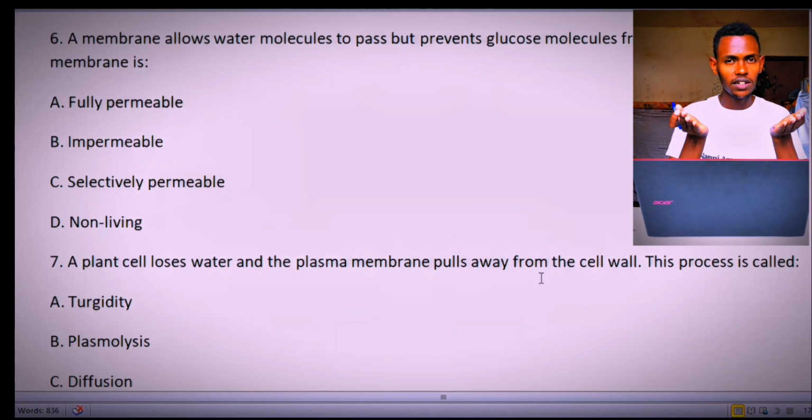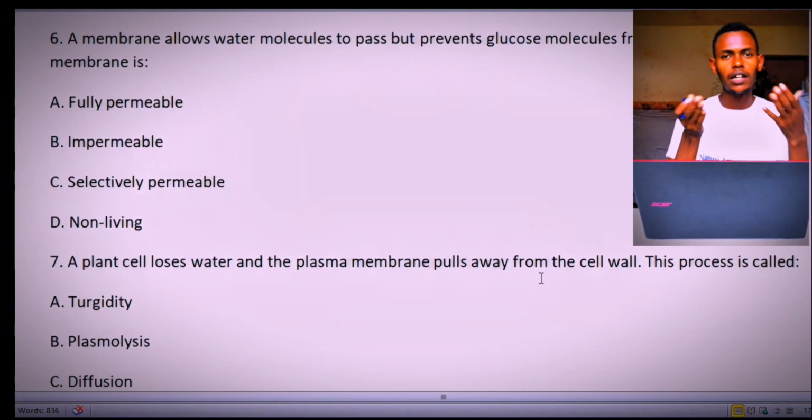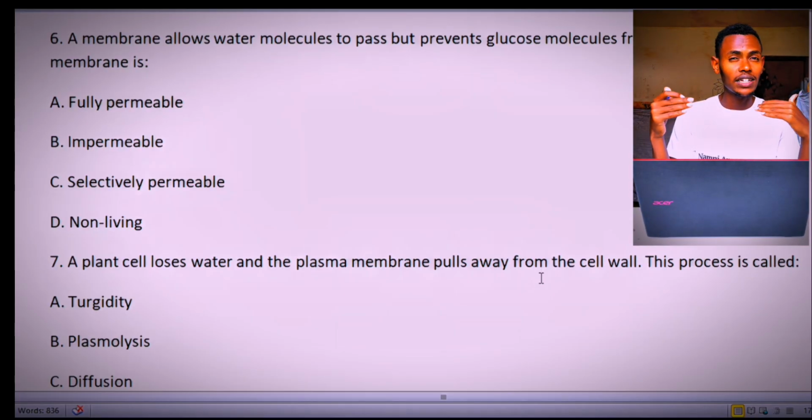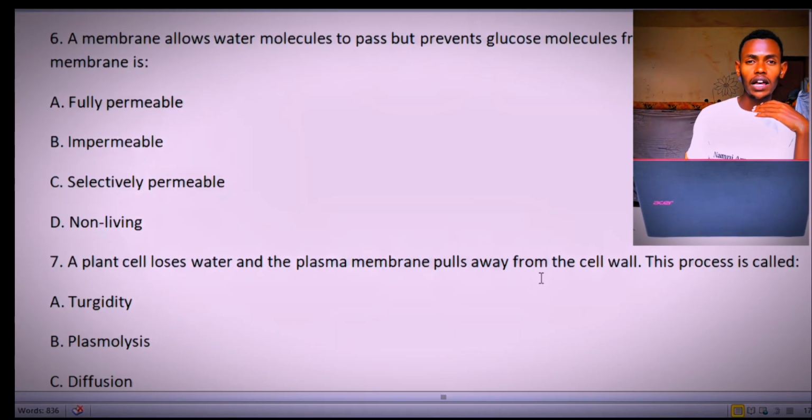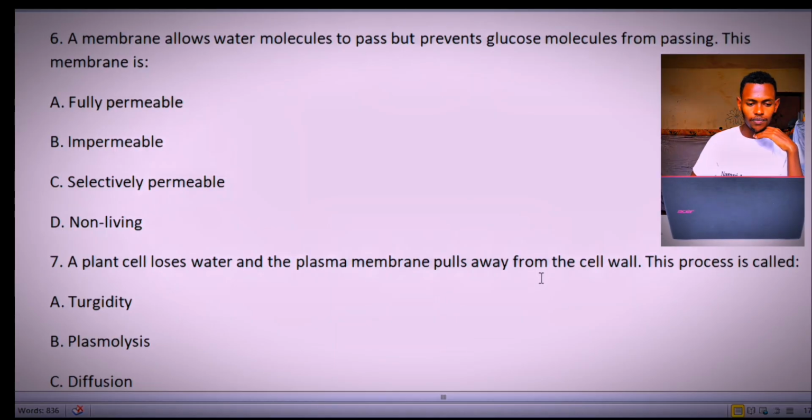So what is the answer? The answer is B. That is the plasma membrane. The plasma membrane controls what enters the cell and leaves the cell. So the answer is the plasma membrane. Let's go on to the sixth question.